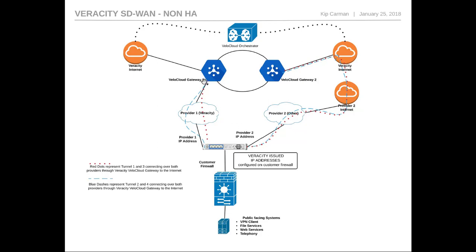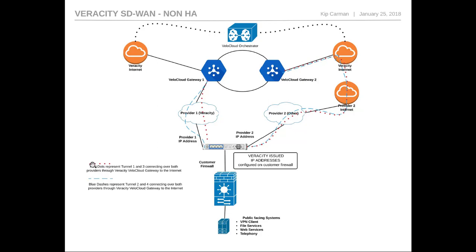We then bring in a primary data connection from provider 1. In this particular case, we have it as Veracity, and we have another data connection coming through provider 2. This could be any third-party provider. It could be a broadband connection. It could be another fiber provider. You'll notice there's a cloud here representing provider 2, and all communication from the VeloCloud Edge device that's on-premise routes through the data connection going out to the internet and then into either one of the respective gateways for communication.